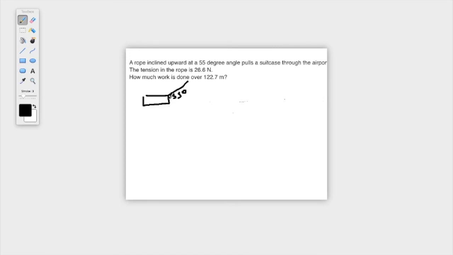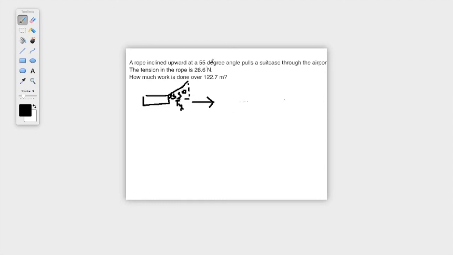So it basically has a Tx and Ty. So remember, work is only done by the force that is parallel to the displacement, because it's going this way, right? So that means that only the Tx is doing work. Ty is not doing work because the suitcase is not moving up. Instead, what the Ty is doing is altering the normal force, so that plus the normal force equals gravity. But just know that only Tx does work.